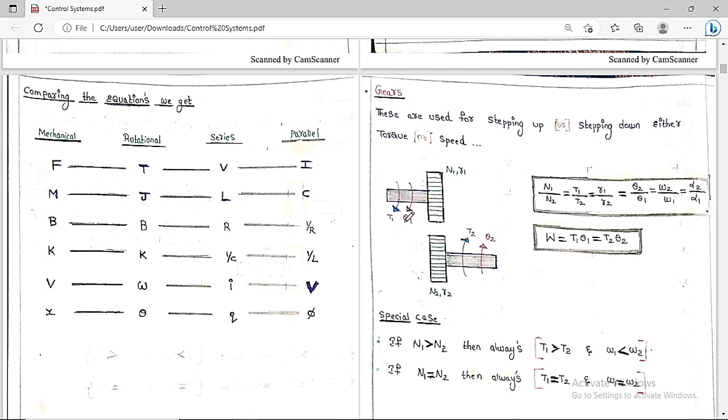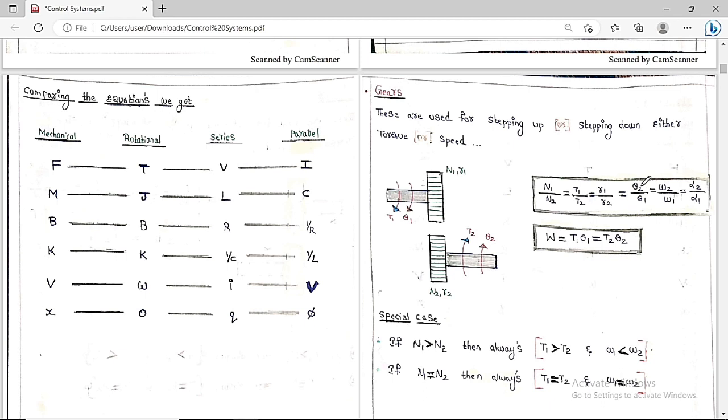So therefore work is equal to T1 theta 1 is equal to T2 theta 2. This is the formula you always have to keep in your mind. So T1 by T2 is nothing but theta 2 by theta 1.